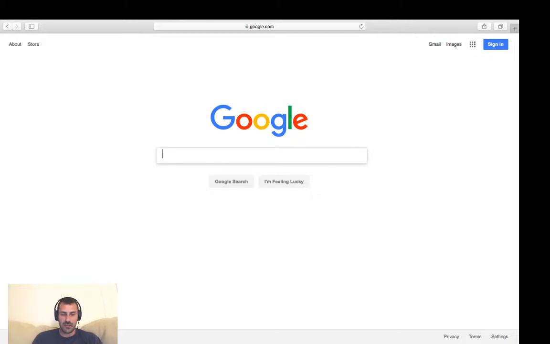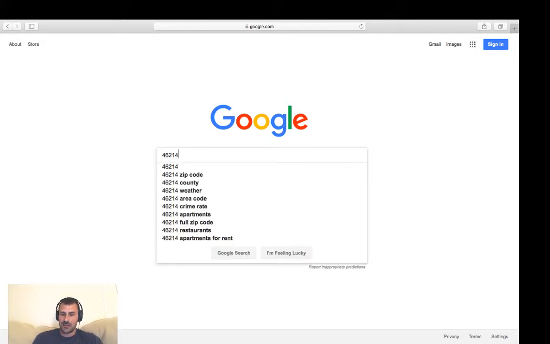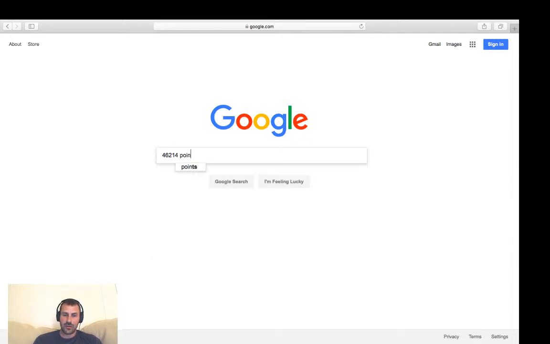So I'll go ahead and jump into this. The easiest way to find it really is just to type in the zip code. I'll type in 46214. I have a rental property there. That's on the west side of Indianapolis. And just type in Point Two Homes and then type in demographics.